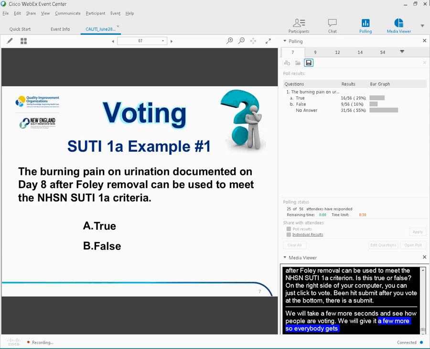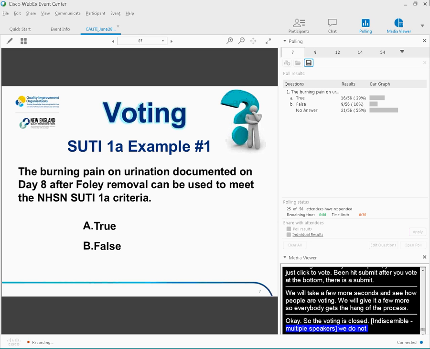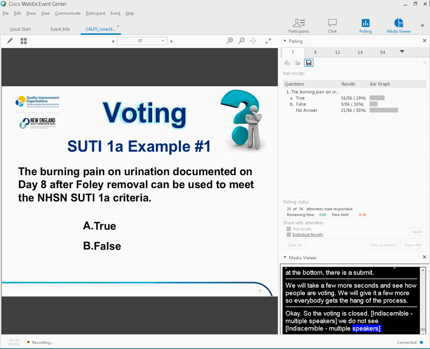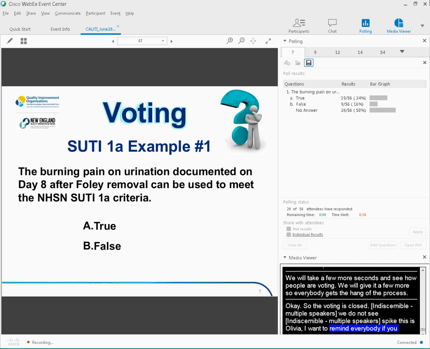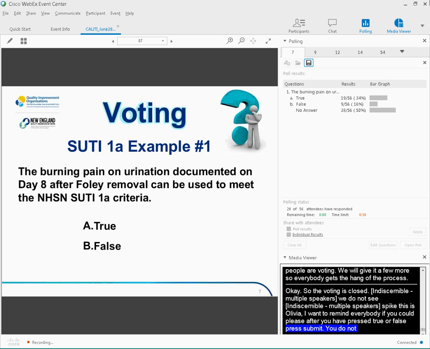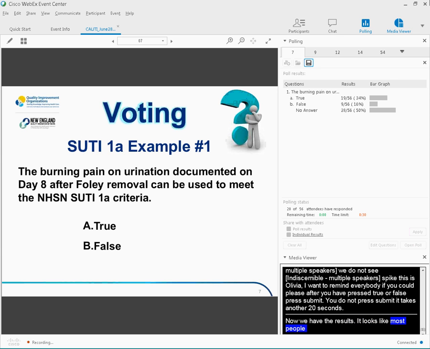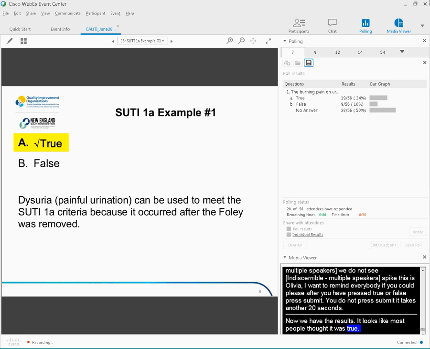Okay, so the voting is closed. Do we know how people voted? Okay, we don't see how people voted. This is Olivia. I just want to remind everyone, if you could please, after you have pressed true or false, press submit. If you don't press submit, then it takes another 20 seconds. Okay, now we have the results. It looks like most people thought it was true. So, the answer is true.